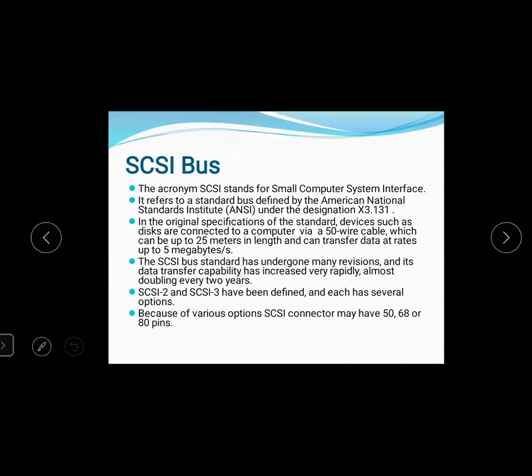Next one is SCSI bus, small computer system interface. For small systems to interface the devices, we have to use the SCSI bus, small computer system interface. This one was designed by the American National Standards Institute, ANSI.